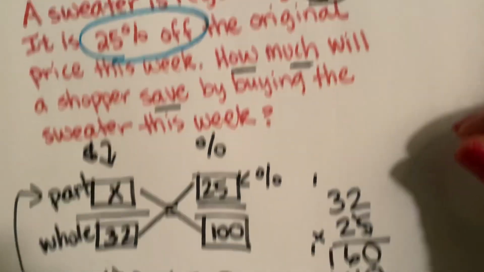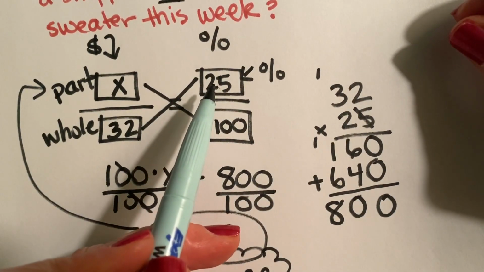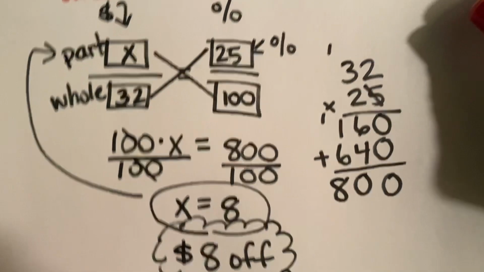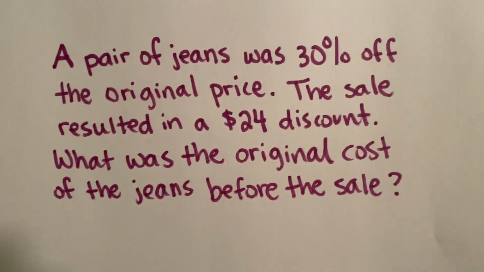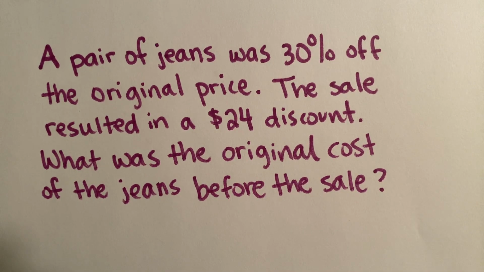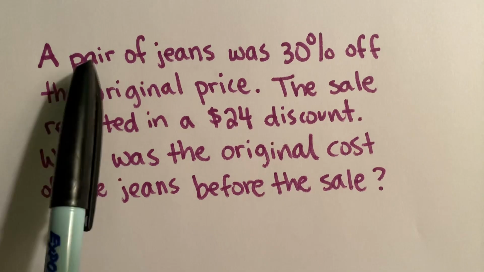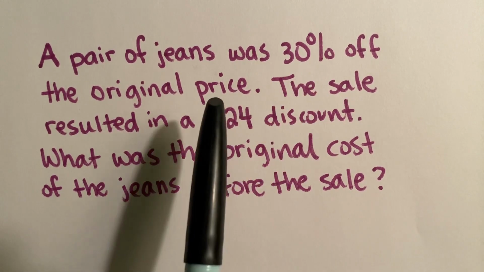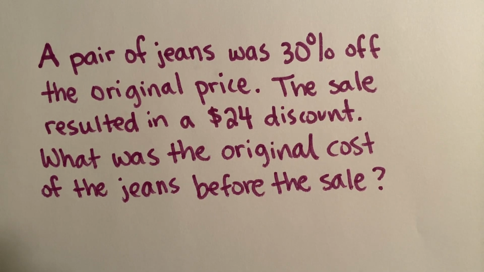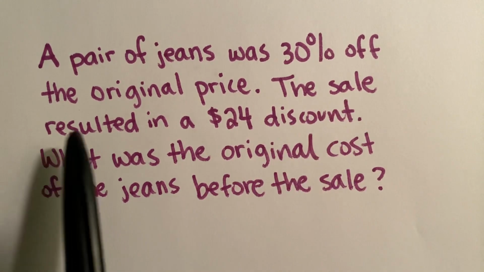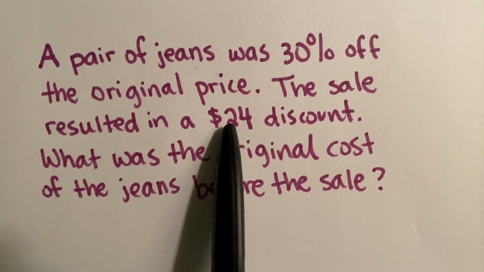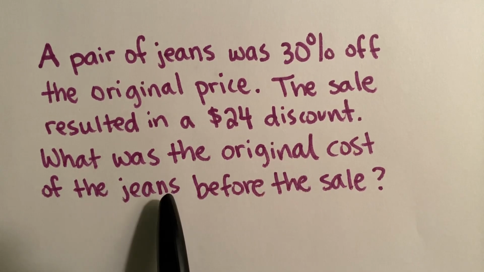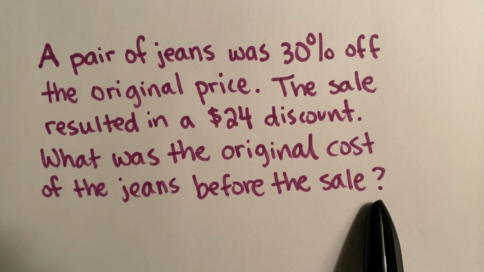You just have to figure out what's the percent, what's the part and the whole, and 100 always in the lower right-hand corner. Okay, let's try one more. One more for this video. And I went with shopping again because we all understand shopping. Okay, it says a pair of jeans was 30% off the original price. So once again, they're giving us the percent. The sale resulted in a $24 discount. So this is how much I got off. What was the original cost of the jeans before the sale?